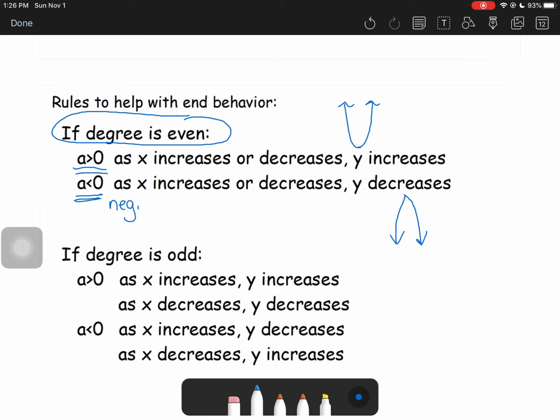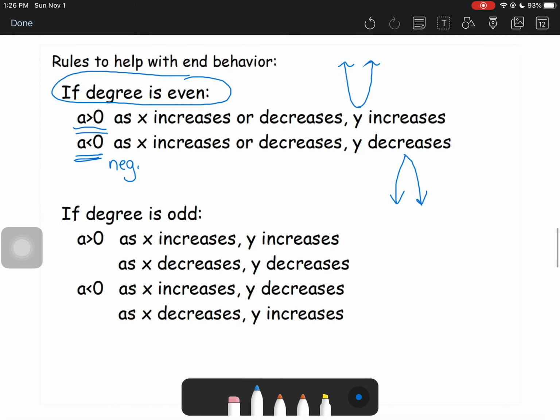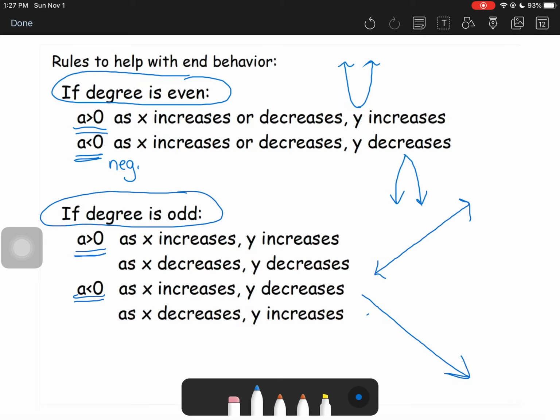And if the a value is less than 0, a negative, then our parabola shape is going to open down. And either way, as x increases or decreases, the y is going to be decreasing or going down. Now if the degree is odd, so that's a linear function, a cubic function, anything to the 5th, 7th power: if the a value is greater than 0, we're always going to have some function increasing or going up. If the a value is less than 0, we're going to have some sort of shape where it's pointing down to the left, to the right.